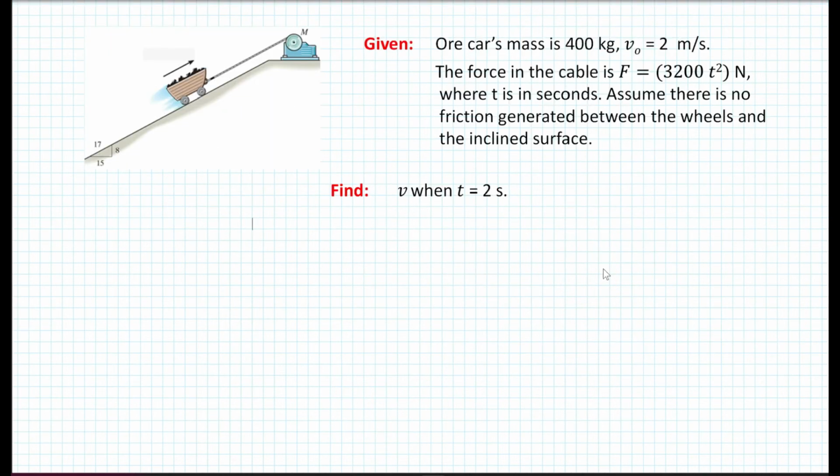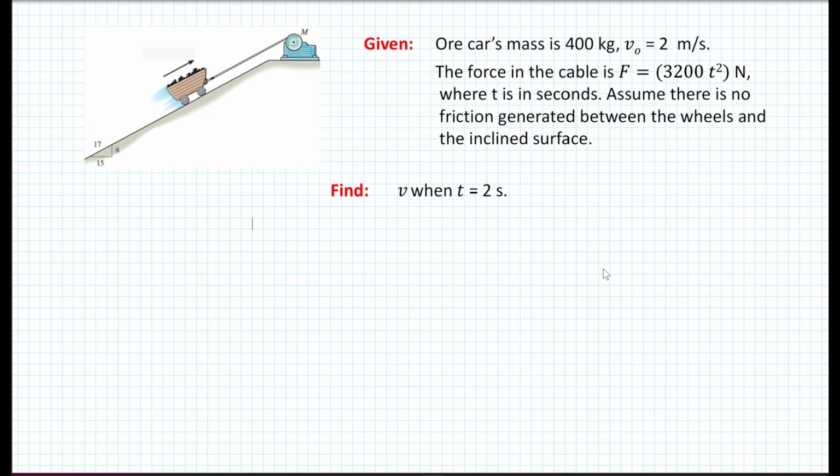Okay, looking at this next example, an ore car's mass is 400 kilograms. V sub O is 2 meters per second. The force in the cable is F equals 3200 t squared N, where t is in seconds, assume there's no friction generated between the wheels and the inclined surface. So we're told to find V when t equals 2 seconds.